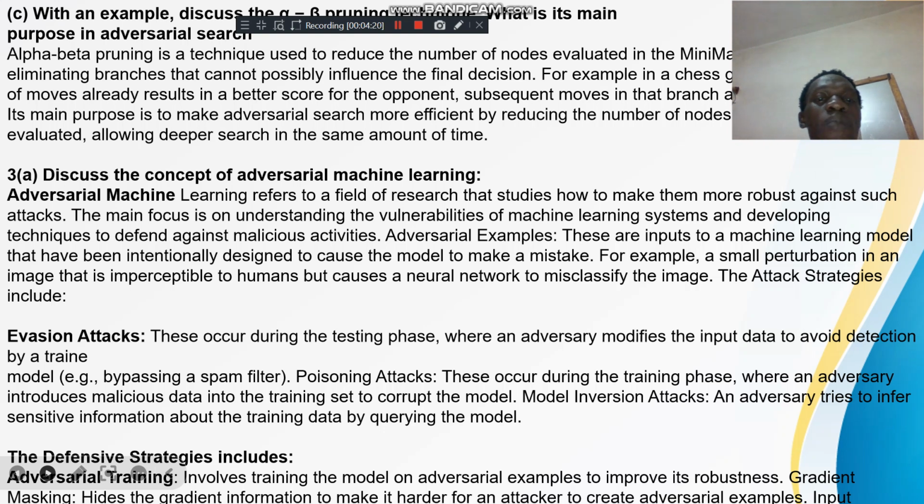Its main purpose is to make adversarial search more efficient by reducing the number of nodes that need to be evaluated, allowing a deeper search in the same amount of time.